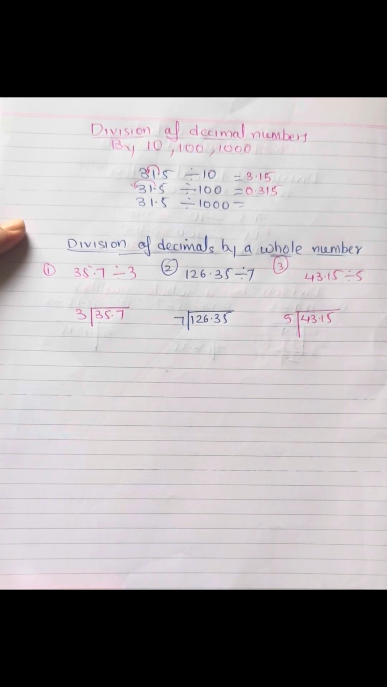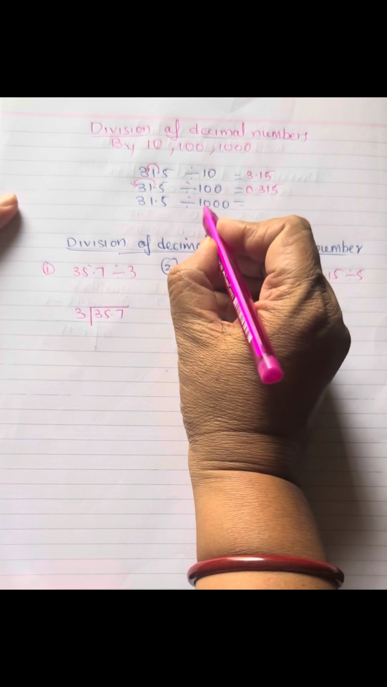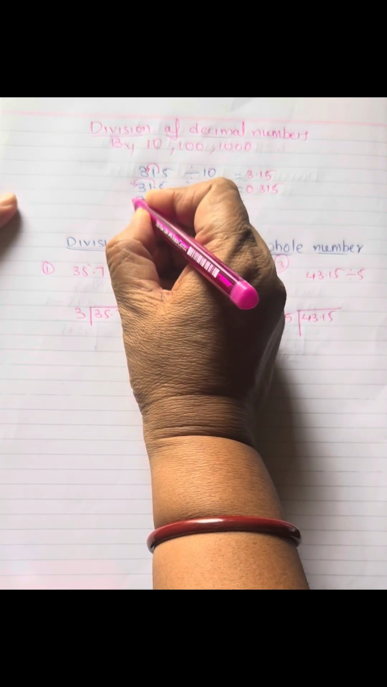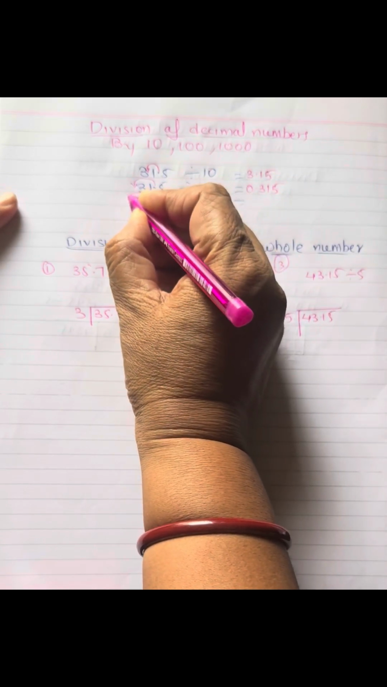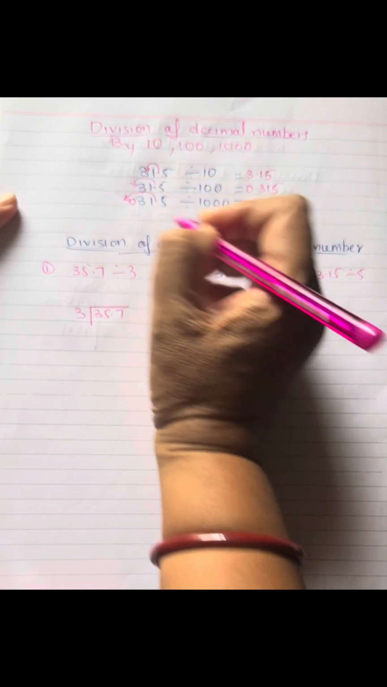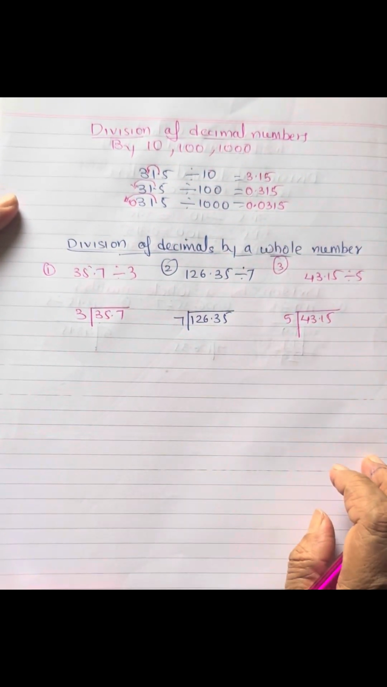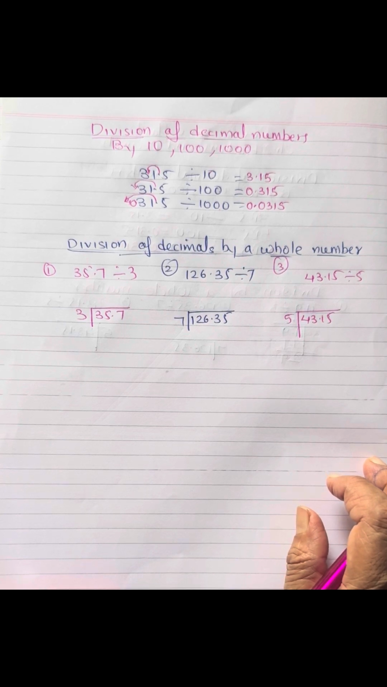Correct? Now, 31.5, I've taken the same number so your concept gets clearer. So 31.5 divided by 1000. 1000 means 3 jumps. But here, before the decimal point, there are only 2 digits. So you can put a 0 and 1, 2, 3 jumps. So shift it here. 0.0315. This is your answer. So just remember, in multiplication, we jump to the right side. In division, we jump to the left side.